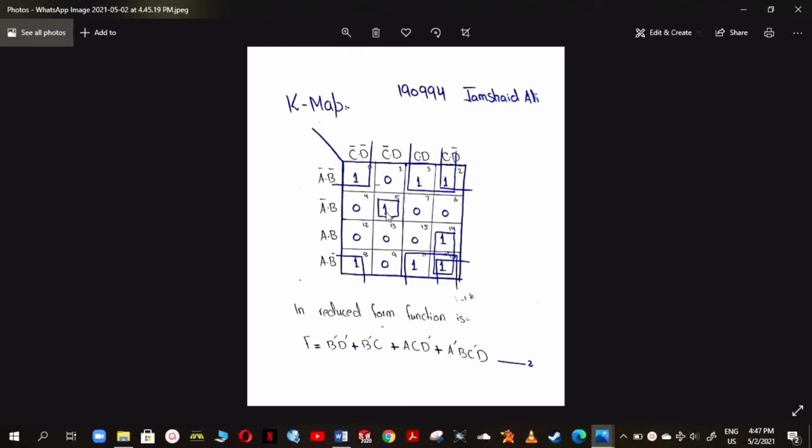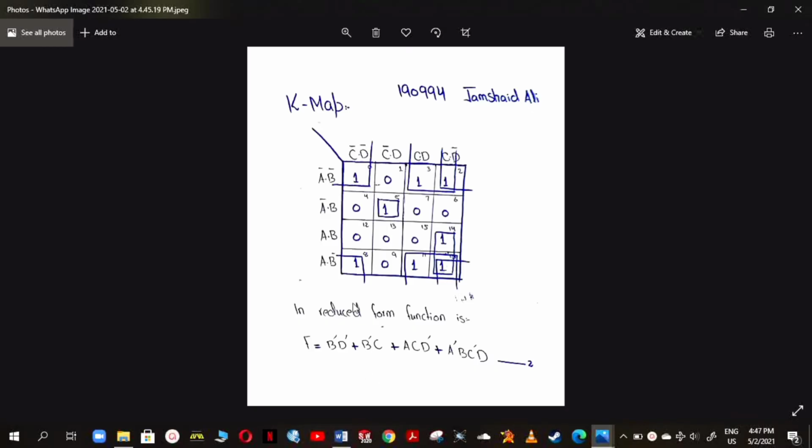So it is 1. Here, if we are talking about vertically, then only A dash and B are common, and C dash and D common horizontally. So we will write it as it is: A dash B C dash D. So this is our reduced form function of the Boolean expressions. So this is the reduced form.